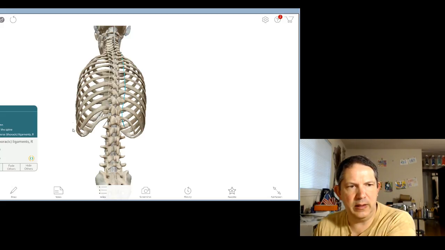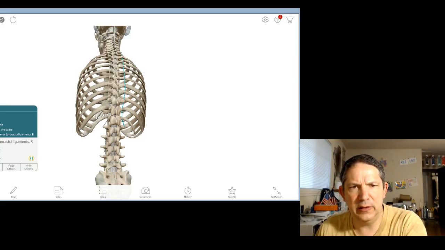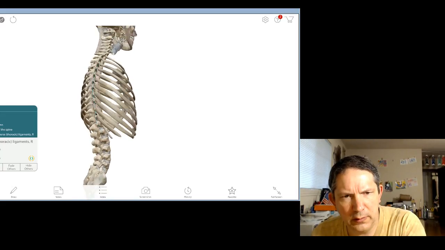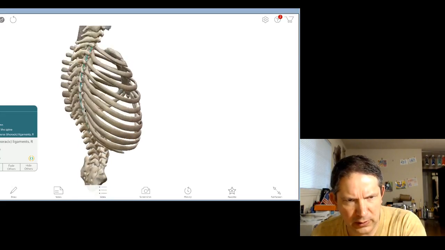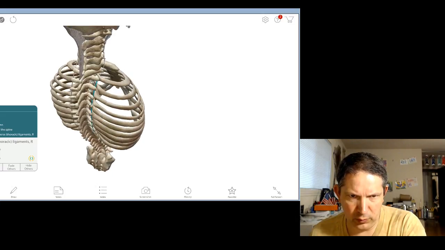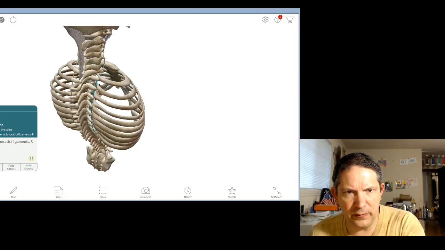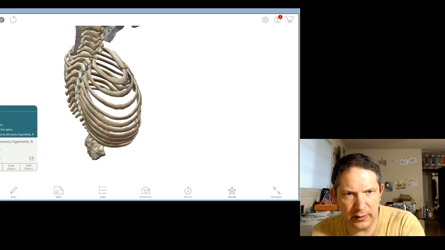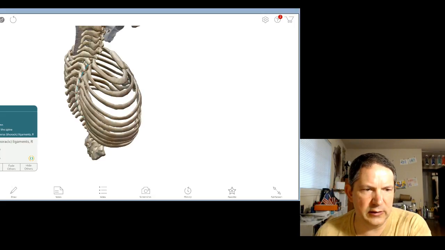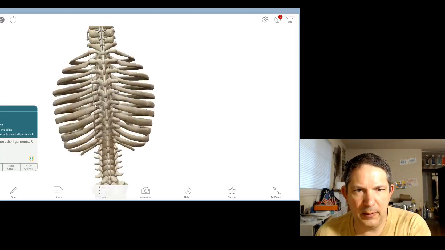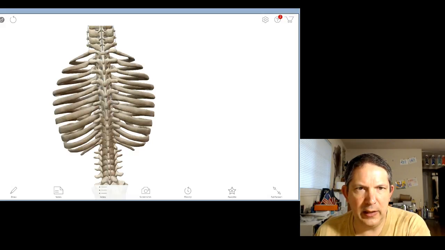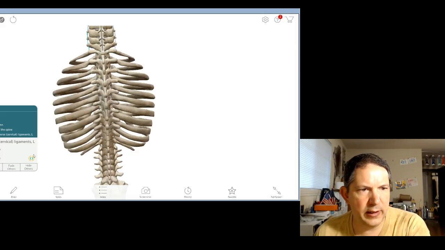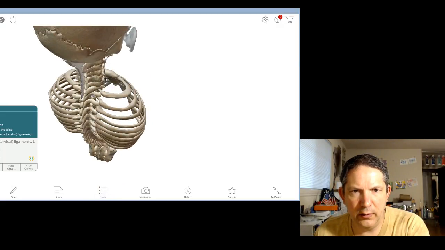The intertransverse ligaments. There's a transverse process of each vertebrae, and there's ligaments that go between those transverse processes. So that's cool. But yeah, we're not going to learn these different ligaments today. And even up in the neck here, intertransverse cervical ligaments, and again just going between the transverse processes.